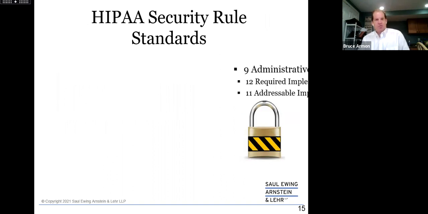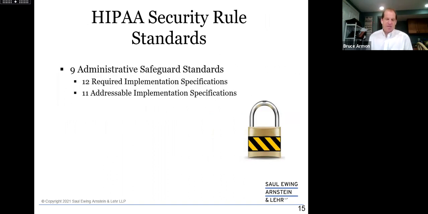So under the security rule standards, it's a little more complicated than the privacy rule standards because there are these administrative safeguards, and you see that I listed, there are 9 different standards. There are different ways that these things can be implemented. There are what are called required specifications, and there are also things that are called addressable specifications. The required specifications, as the name suggests, are things that we just have to do. We don't have a choice. The addressable specifications are things that can be done a little bit differently depending upon the size of our organization.